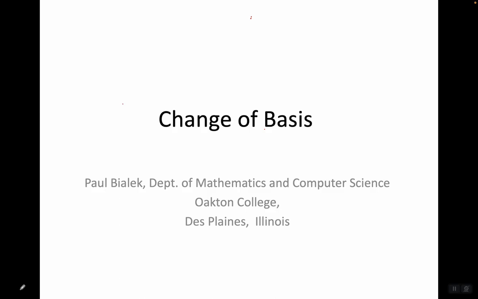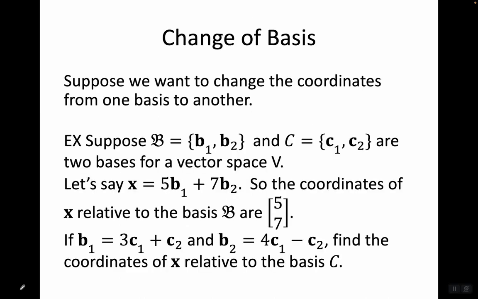Let's talk about change of basis. Suppose we want to change the coordinates from one basis to another. Suppose 𝔅 equals {b1, b2}. The font for this 𝔅 is what we call Fraktur. This is the kind of calligraphy that was used in Germany in previous decades. Very cool. And 𝒞 equals {c1, c2} are two bases for a vector space V.